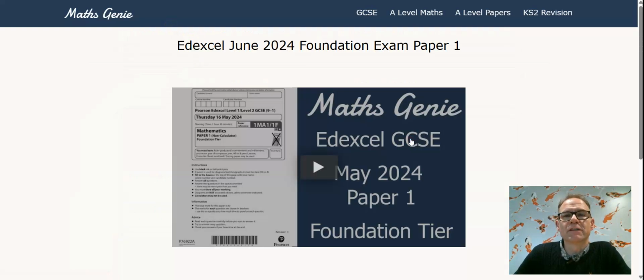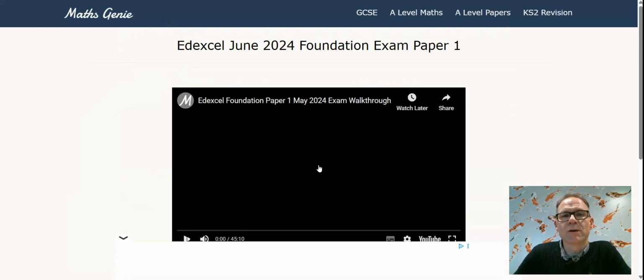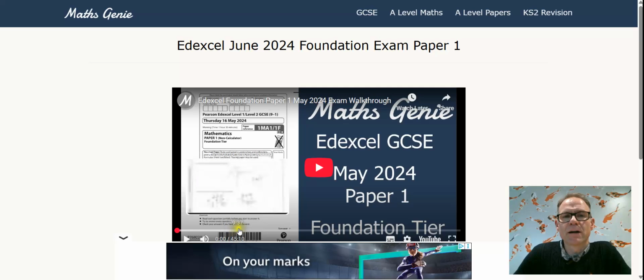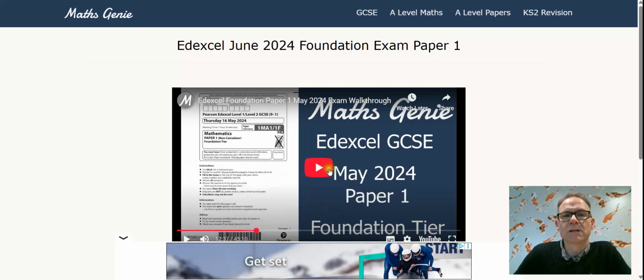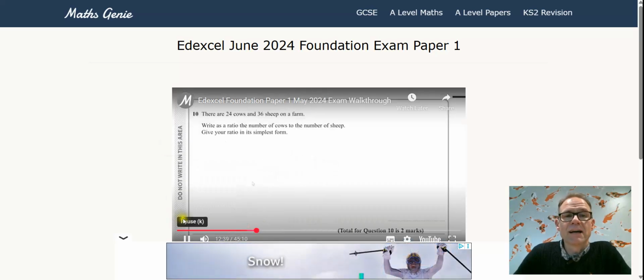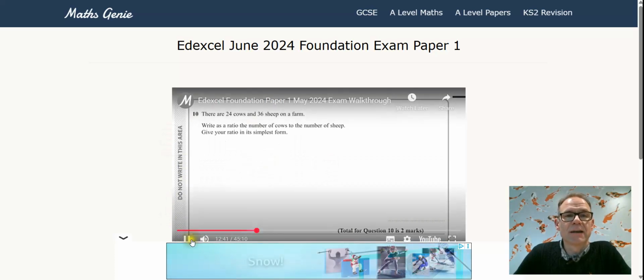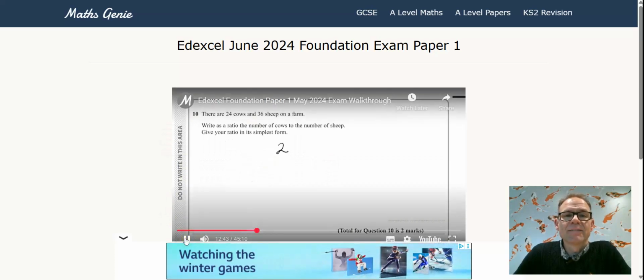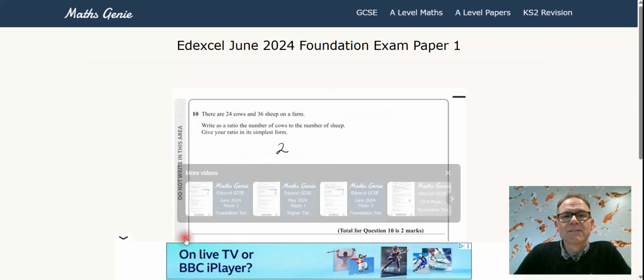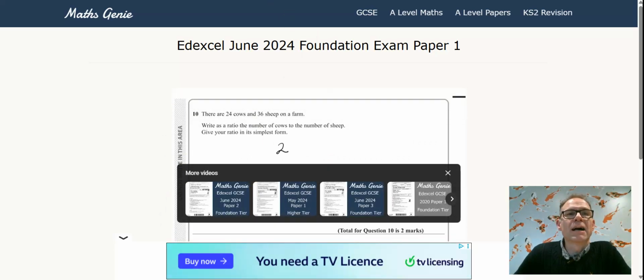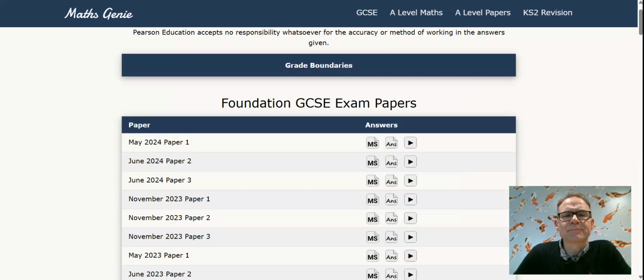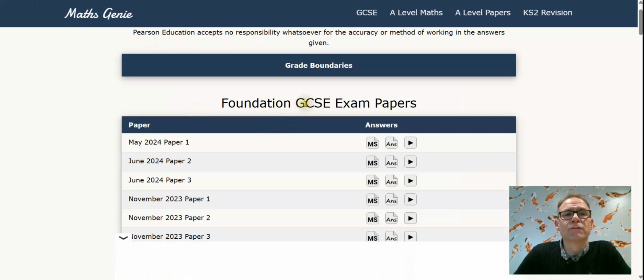So then, really good resource here. They provide a video walkthrough of the whole paper. So let's say you were stuck on question 10. Just try and find where question 10 is. Just click a point in the paper. Write as a ratio the number of cows to the number of sheep. Give your answer in its simplest form. And they will go through and explain how those questions are done. So you can just pick out the questions you're stuck on, and it'll explain it to you. So that's what's available for Edexcel.